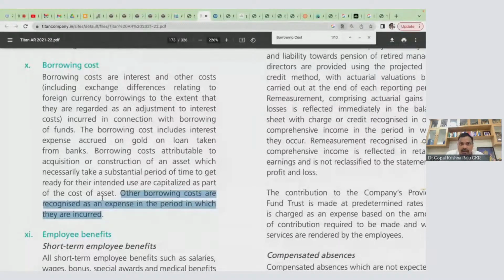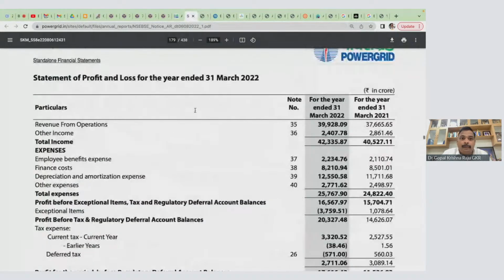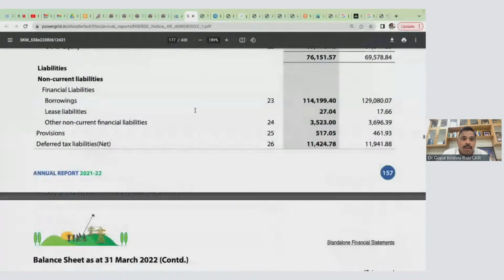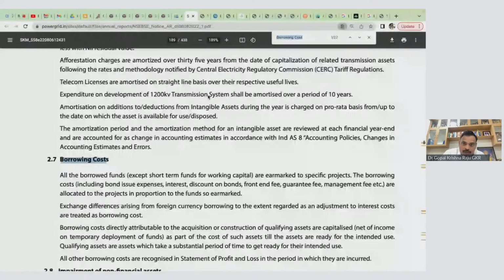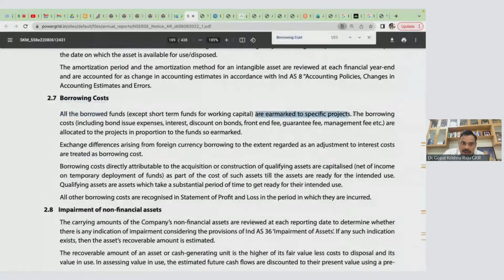Even for example, I just want to share with you one more. This is which company? Sorry, this is Power Grid. Power Grid again. I'll take you to borrowing cost. Look at borrowing. All borrowed funds are earmarked for projects. The borrowing costs are allocated to projects in proportion to the funds so earmarked. I'll come to this particular portion also. Bond issue, interest, discount, front end fee, back end fee, guarantee fee, management fee, all are borrowing costs. And borrowing cost is again not defined in here.